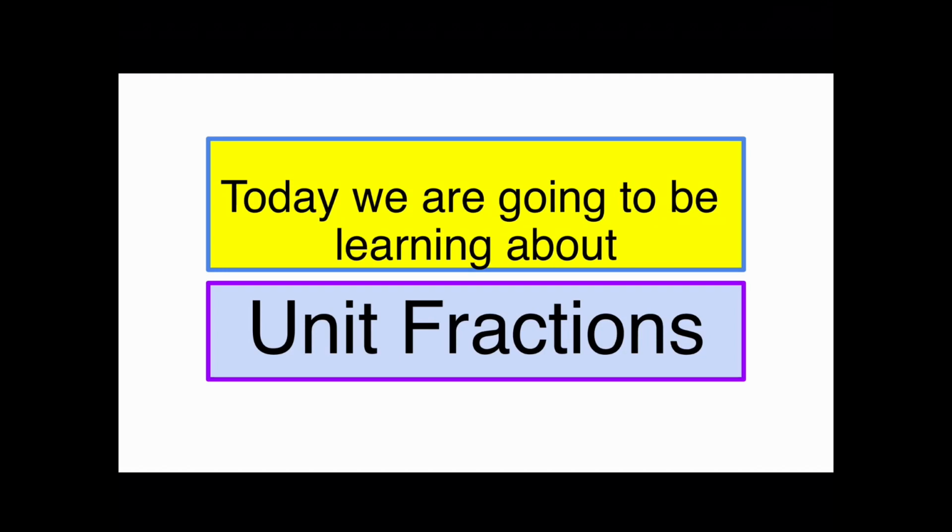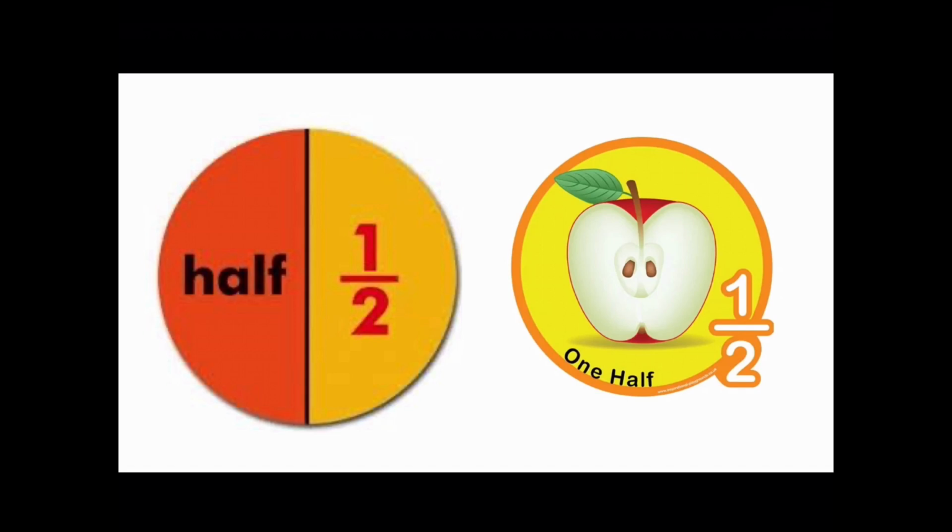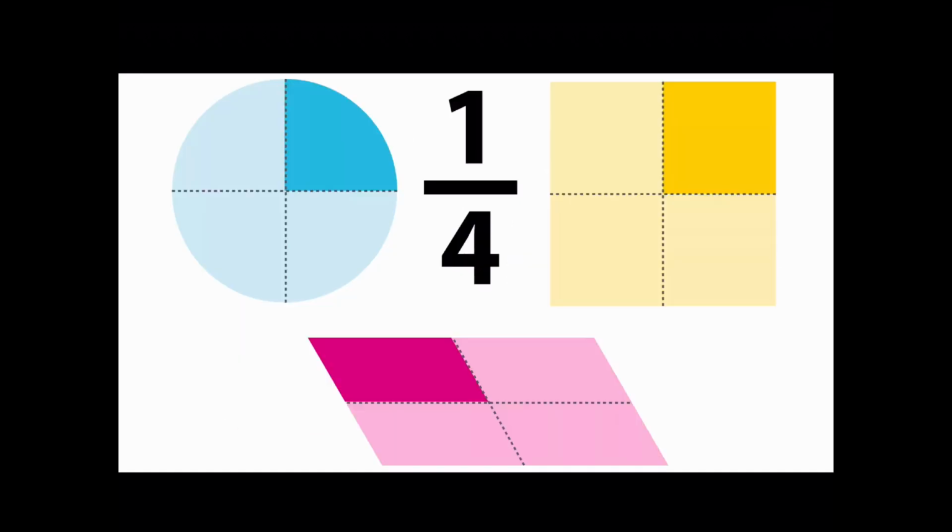Today's lesson is on unit fractions. We have already learnt about finding half. Half is where one whole has been split into 2 equal pieces. We have also looked at quarters. One whole must be split into 4 equal parts for there to be quarters.